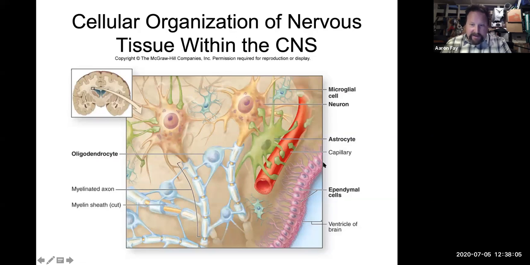Last but not least over here, we have ependymal cells. These cells are what's going to create the cerebrospinal fluid, the CSF, that is inside our brain, or actually our brain floats in cerebrospinal fluid.